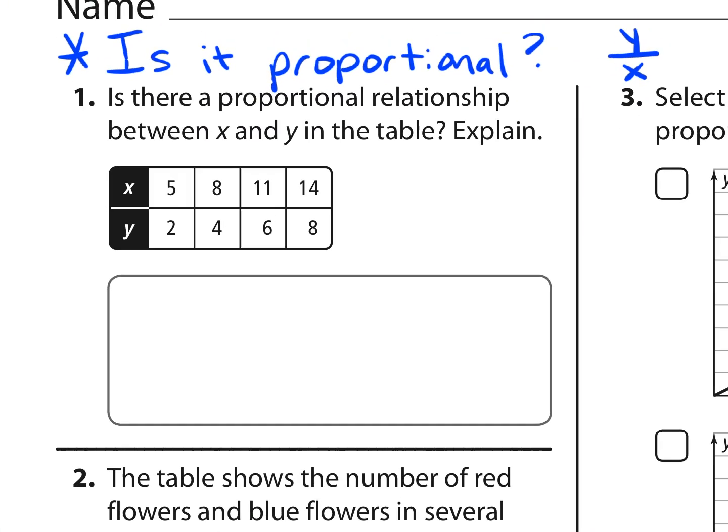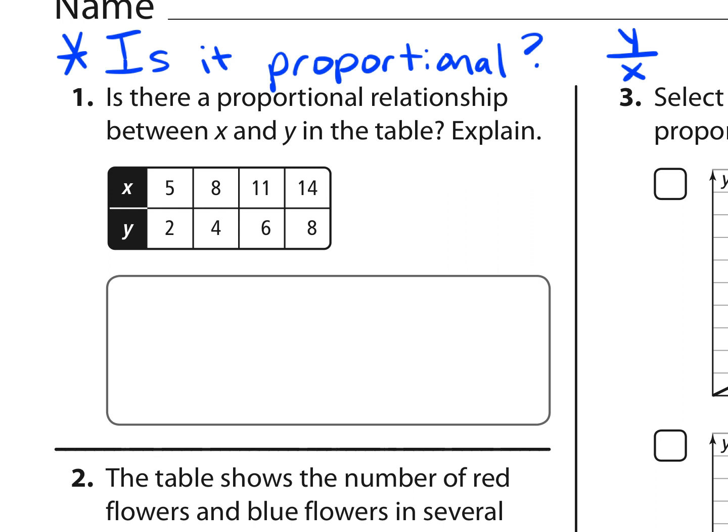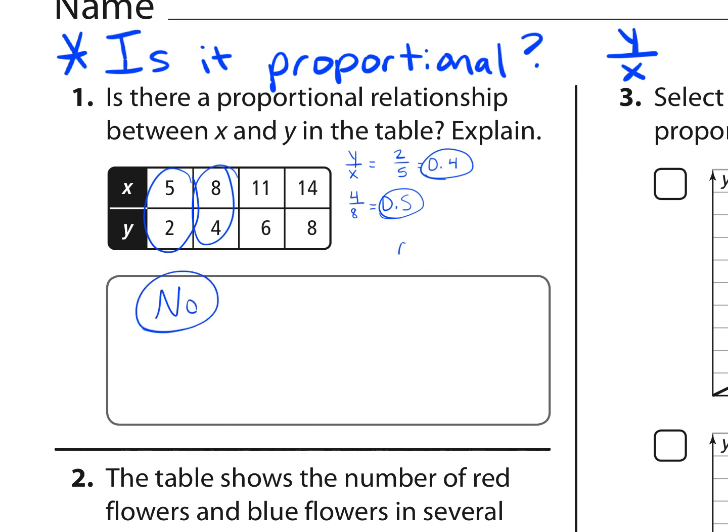Is there a proportional relationship between x and y in the table? So let's just say y divided by x every time. Well, for this one, we're going to say 2 divided by 5, which is 0.4. For our next one, 4 divided by 8 is 0.5. Notice that I'm getting different values. So no, it is not proportional. These are different.